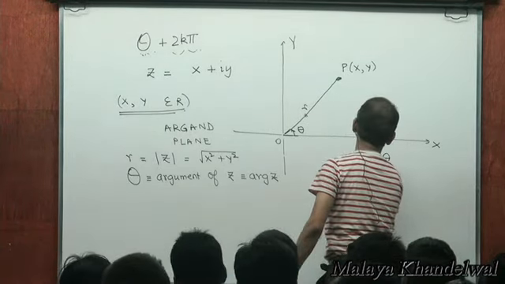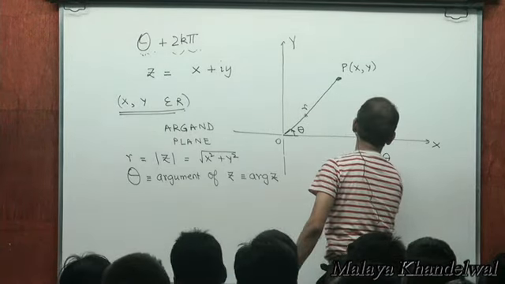Now, if a z lies on the positive x-axis, then its argument is going to be 0. Argument of this z is going to be 0, isn't it? From O to P, the angle made with the x-axis is going to be 0, right? If there is a z that lies on the negative x-axis, again the imaginary part of z is going to be 0, but the argument is going to be pi. Argument of this z is going to be pi.